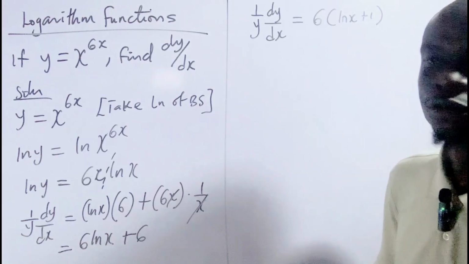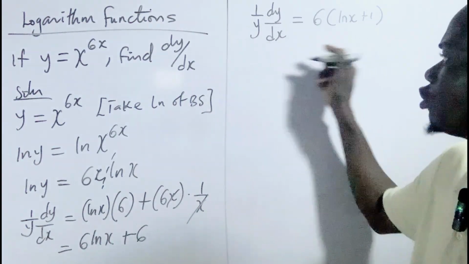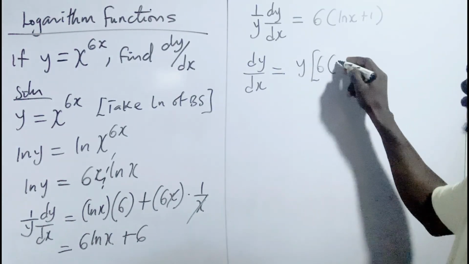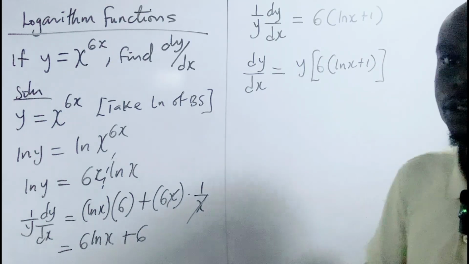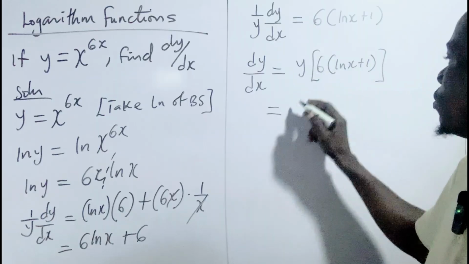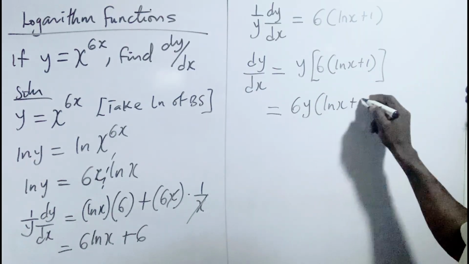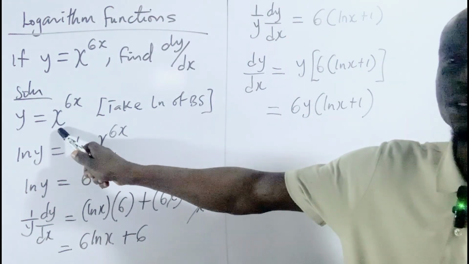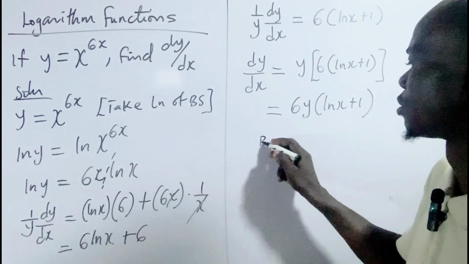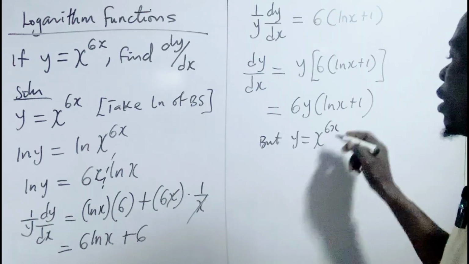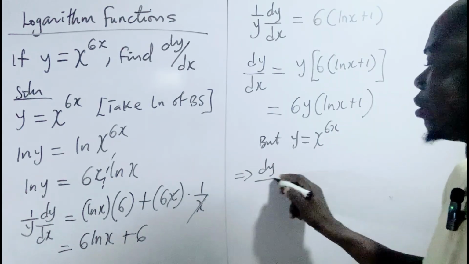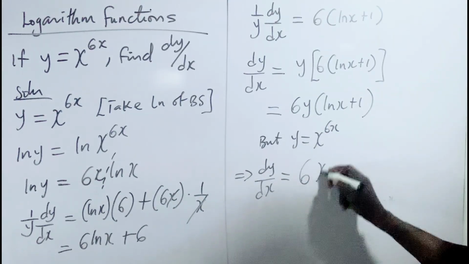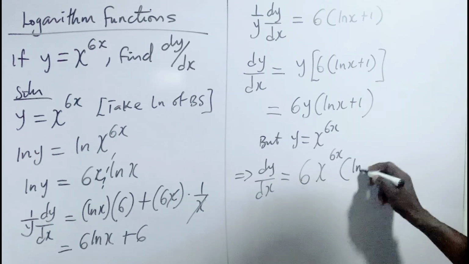But it is dy/dx we are looking for, so I need to eliminate this y here. So I multiply through by y. That will give me dy over dx equals y into 6 bracket ln x plus 1, which is the same thing as 6y into ln x plus 1. But as usual, that y is not needed in my answer. So what is y from the beginning? y equals x raised to power 6x. So this implies that dy over dx is equal to 6 x raised to power 6x bracket ln x plus 1.